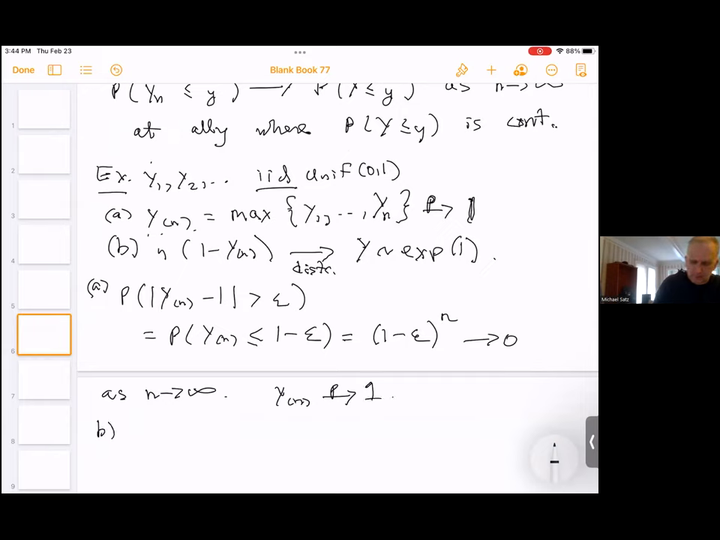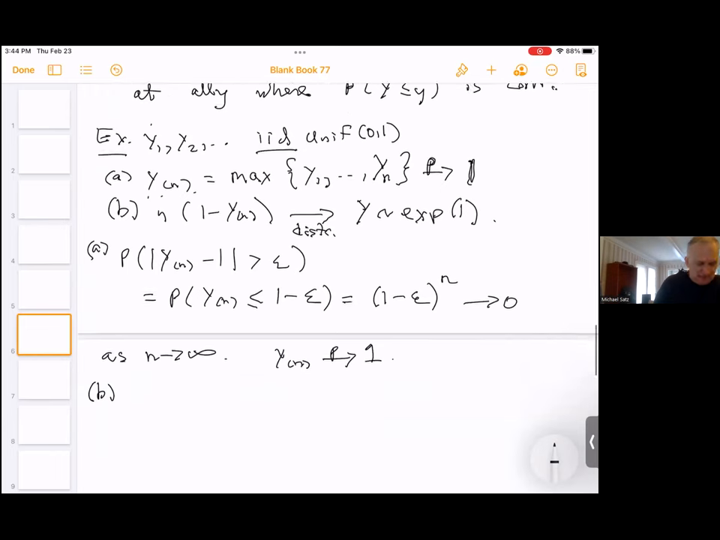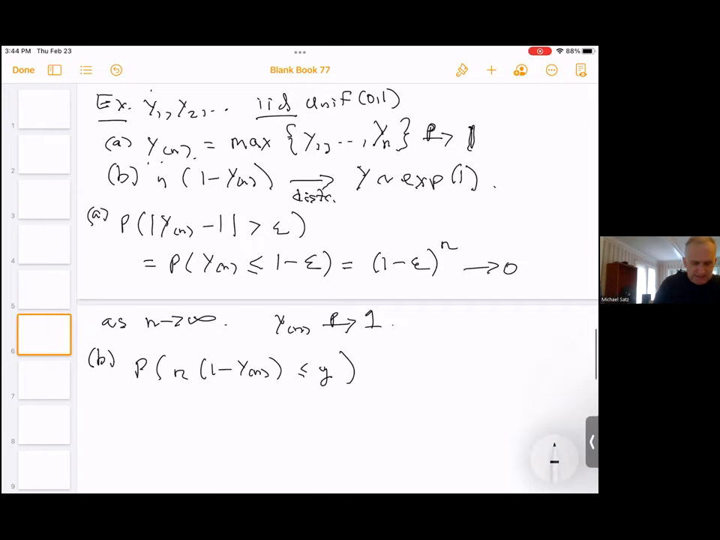Okay, B. So this involves the CDFs, right? I want to show that the CDF of the thing in the problem, n times 1 minus Yn, is the same CDF as an exponential. So what is the CDF? We compute the CDF of this, and then we take the limit, okay? So again, I'll just solve for Yn. Divide by n, add Yn to both sides, subtract.